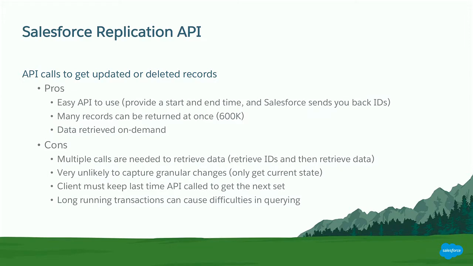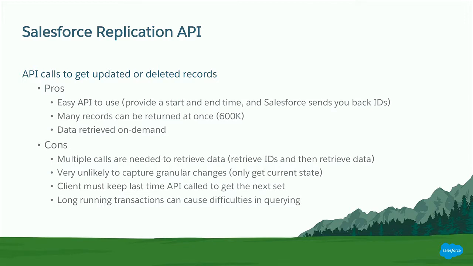Second way you can replicate data is with our Replication API. Most people don't think of it as the Replication API, but that is the actual name. This is a series of calls through getUpdated and getDeleted. GetUpdated is a call where you provide a beginning time and an end time, and we will send you back every record ID that changed within that time window.